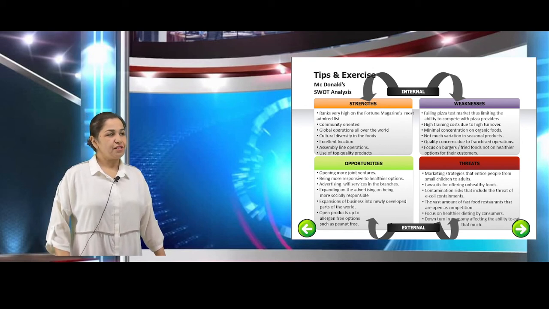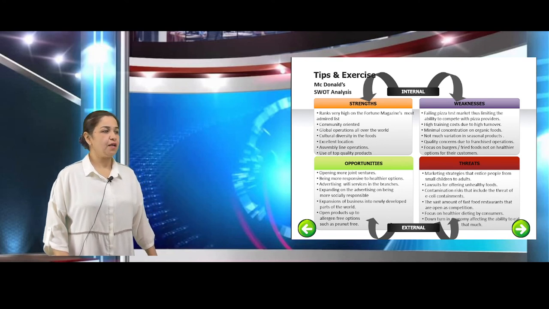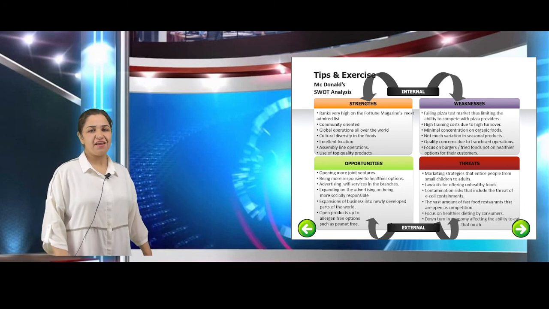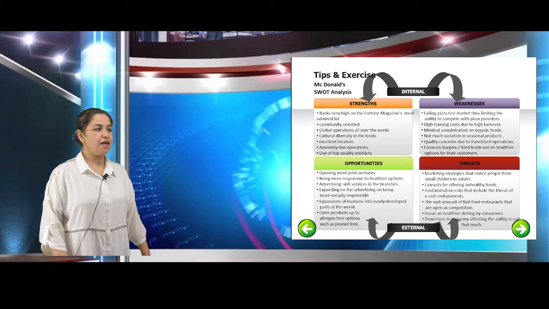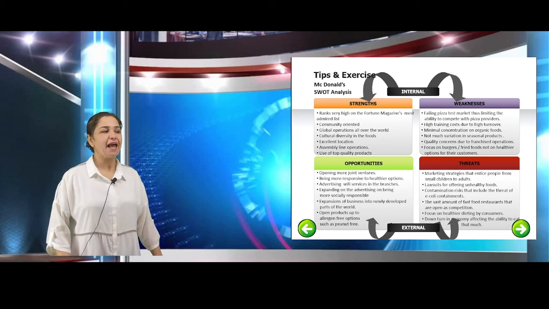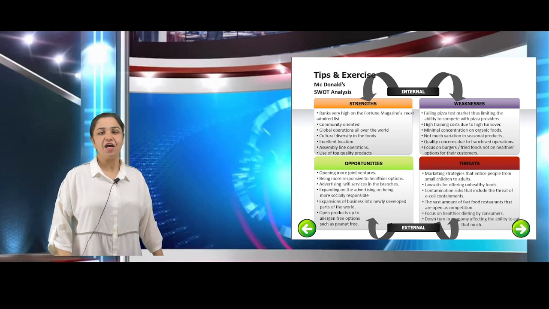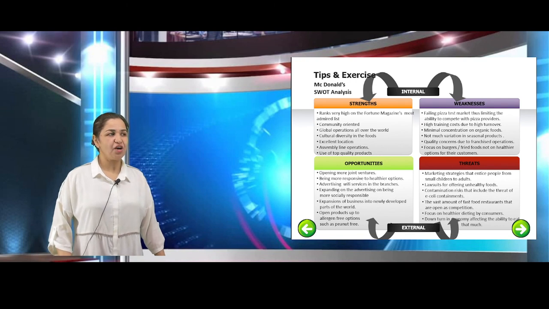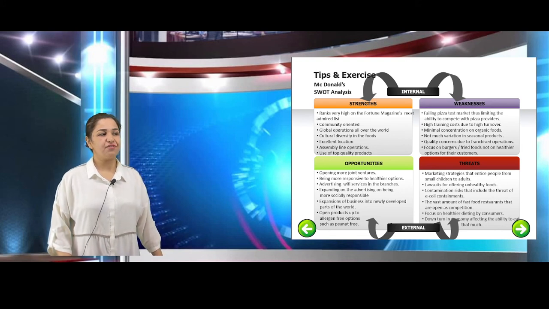So what are the opportunities which the company has? They're opening more joint ventures. They have chain restaurants around the world, being more responsive to healthier options, advertising Wi-Fi services in the brands, so people can use Wi-Fi and other network facilities at the same time at the McDonald's restaurants. Expanding on the advertising on being more socially responsible, expansion of the business into newly developed parts of the world.